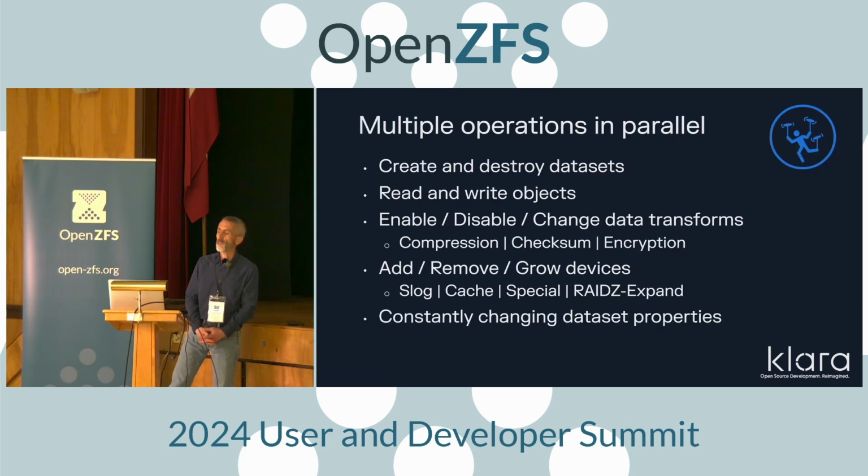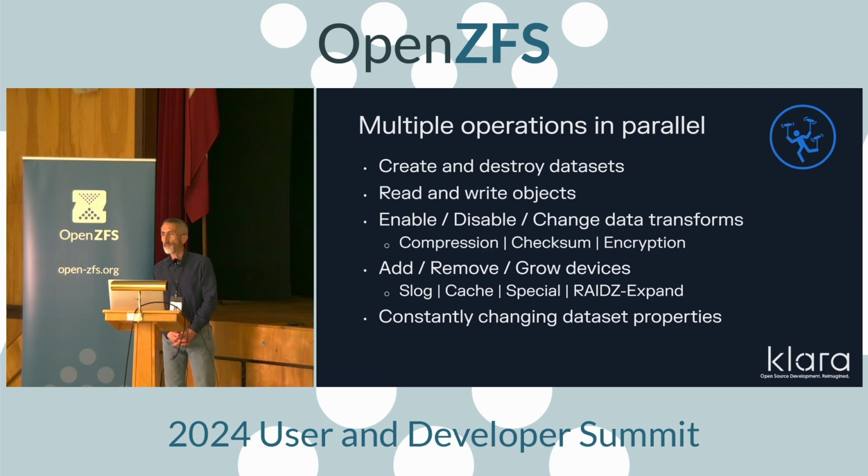So why is it stressful? Well, we're going to do a lot of stuff in parallel. We're going to be creating and destroying data sets on the fly, while we're reading and writing to other data sets in the pool. We'll be constantly changing the compression, what checksum we're using, whether or not we have encryption. Hey, let's turn encryption on. Let's turn it off. Let's use this checksum, and now we'll switch it over to this one.